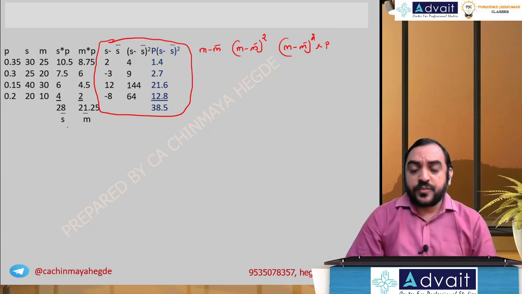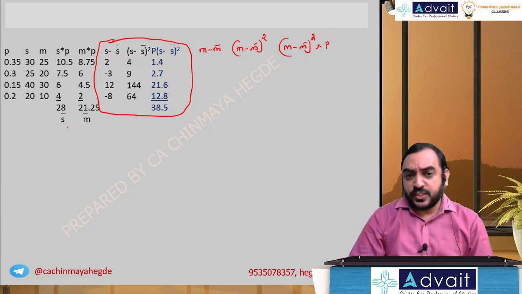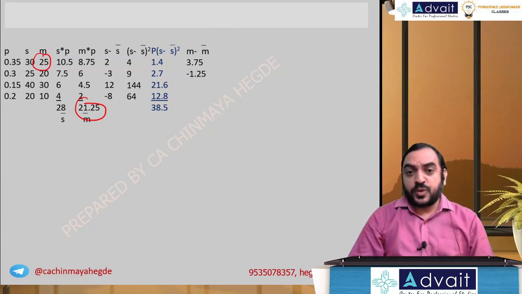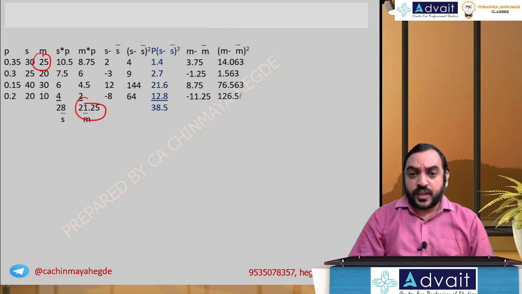Okay, I hope you have done it. Let's see if you have done it. M minus M bar, that is 25 minus 21.25, 3.75; 20 minus 21.25, minus 1.25, and so on. M minus M bar whole square, then whole square multiplied by probability. Total, I hope you are getting 42.188.